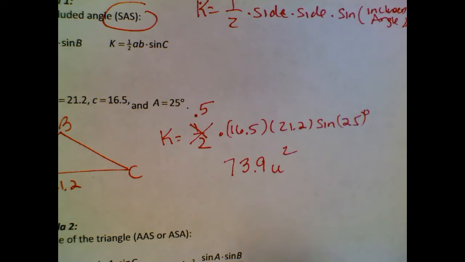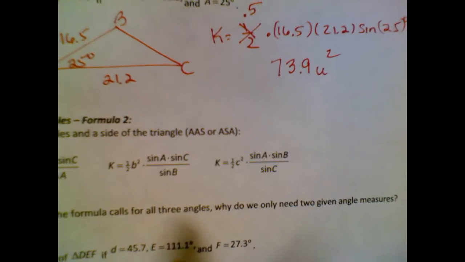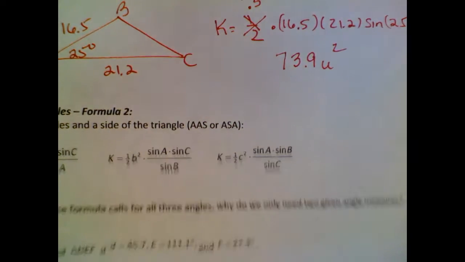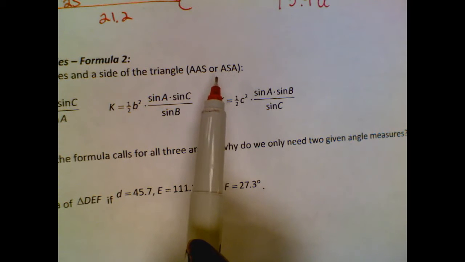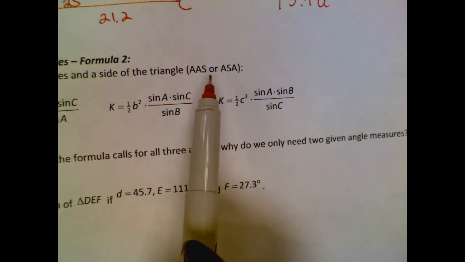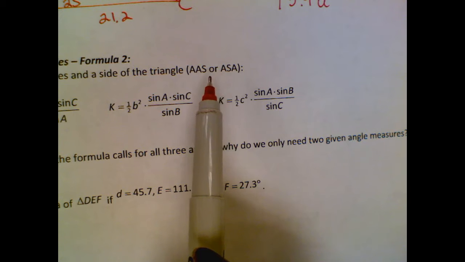And that's number 1. So there are 3 formulas I'm giving you today. That's one of them. That's when you use SAS. Now, if you know all 3 angles, use this next one. It says AAS or ASA, but if you know 2 angles, don't you really know the third one too? You take 180 minus the other 2. So if they give you 2, you might as well just say you know all 3.